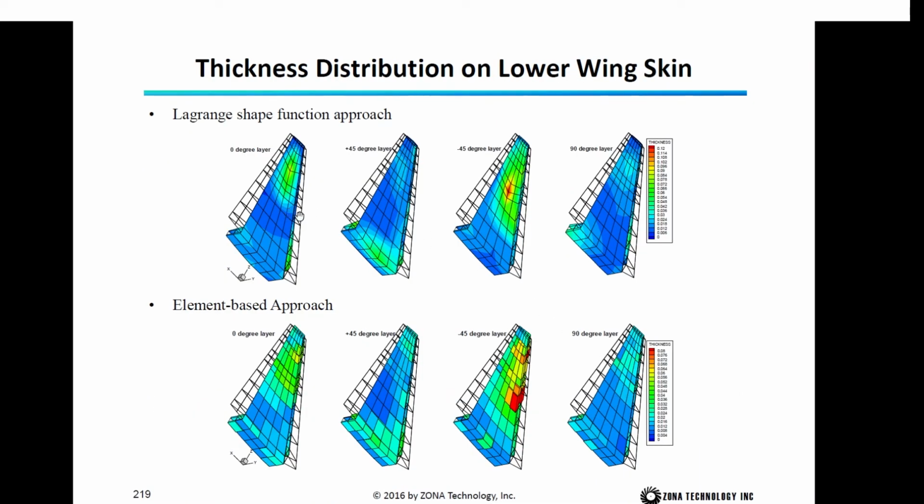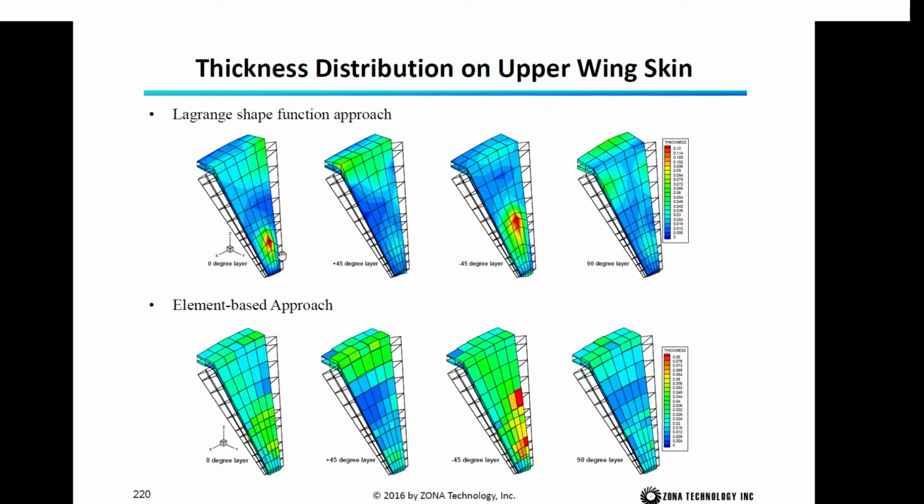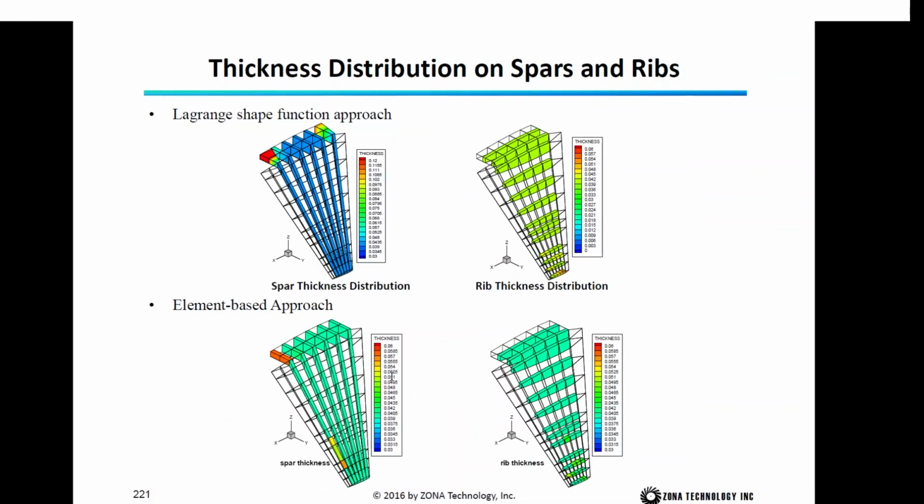And if you look at the upper skin thickness computed by the Lagrange shape function approach, compared to the element-based approach, this one is much smoother than the element-based approach. Likewise, for the upper wing skin, the thickness distribution generated by the Lagrange shape function approach is much smoother than the element-based approach. And we look at the thickness distribution along the spars. Again, you can see that the element-based approach gives you a non-smooth thickness, and the Lagrange shape function approach gives you a smooth spar and rib thickness distribution.